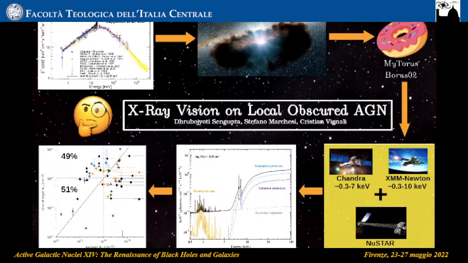And we studied for each of the sources the typical signatures of Compton thickness, like the line of sight column density, covering factor, and others. And finally, we find a very interesting result. We find that using NuSTAR data instead of Swift-BAT, the Compton thick AGN fraction is reduced to 49%. And the remaining 51%, which was previously said to be Compton thick AGN, actually shows Compton thin nature of cloud distribution.